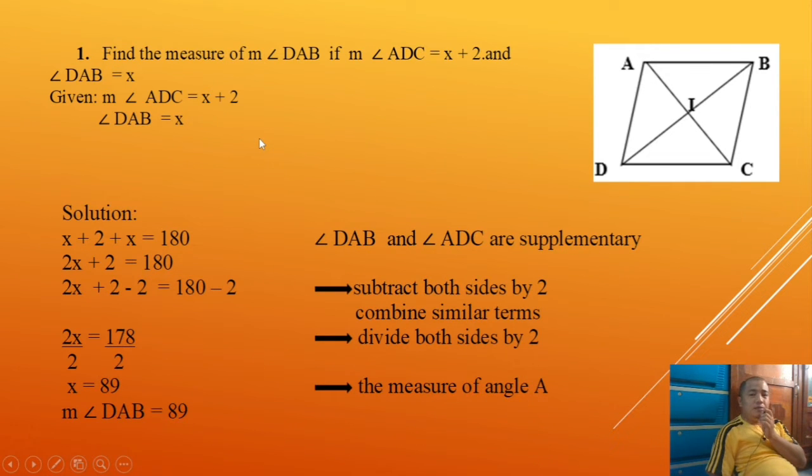We all know that in a parallelogram, consecutive angles are supplementary. So the sum of x and x plus 2 is 180 degrees. x plus 2 plus x equals 180, so 2x plus 2 equals 180. Subtract both sides by 2: 180 minus 2 is 178. Divide both sides by 2: 89 degrees. Therefore, the measure of angle DAB is equal to 89 degrees.